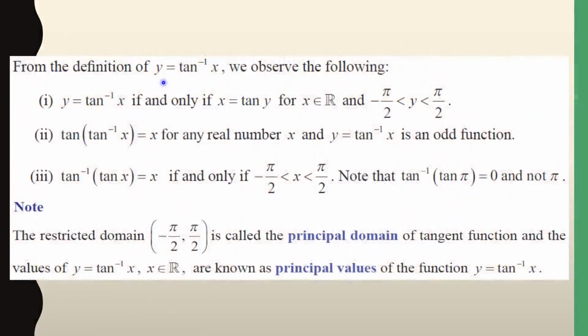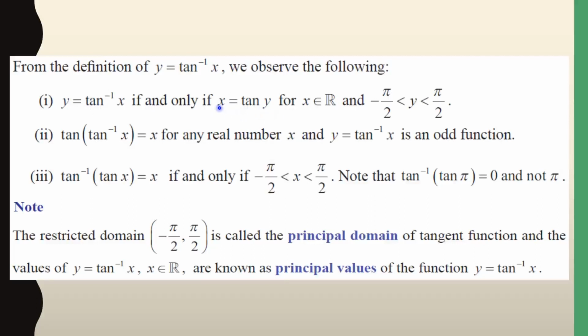From the definition of y equal to tan inverse of x, we observe the following. Let us see the first point. y equal to tan inverse of x if and only if x equal to tan y. So if y equal to tan inverse of x is given, when the tan inverse moves across, it becomes tan y equal to x. That is what is written here. So if it is given in this form, we can rewrite it in that form, or the other way around.